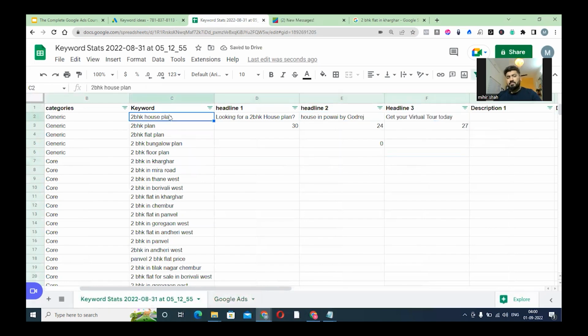So now this person is not very specifically looking for a house, he is looking for a plan. So we said, hey, you are looking for a 2 BHK house plan. House in Powai by Godrej. Now this, grammatically or as a statement, doesn't make sense. So we'll try to modify this a little. So, looking for a 2 BHK house plan. Upgrade to Godrej. All right. Now again, we have some characters left here. So I want to include Powai as well. Right. So, upgrade to Godrej.